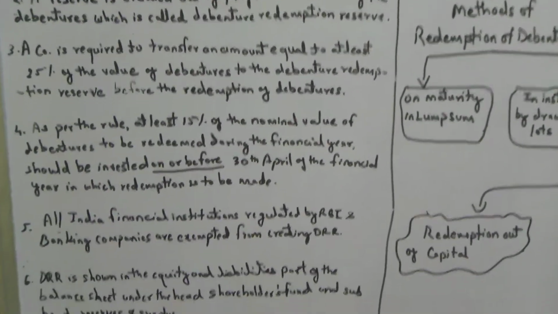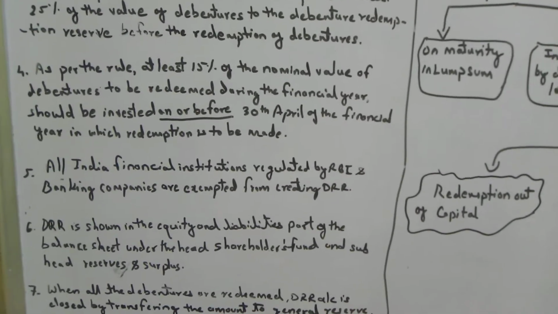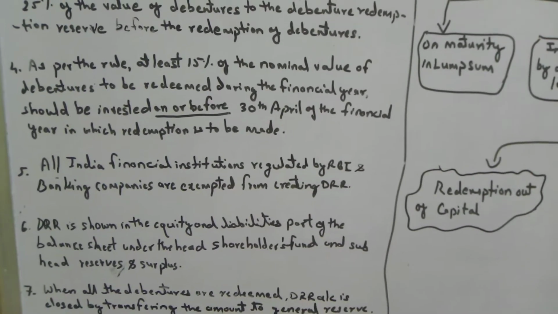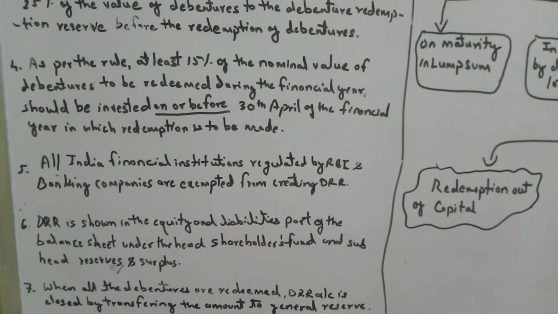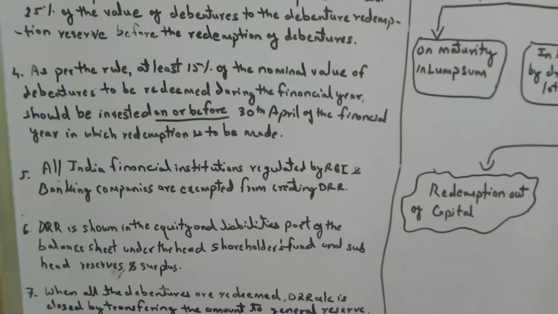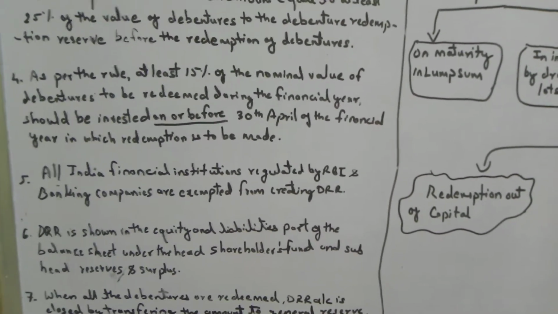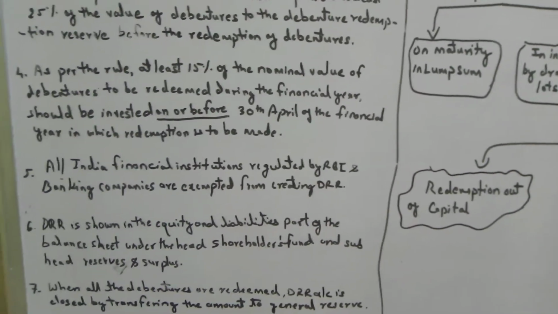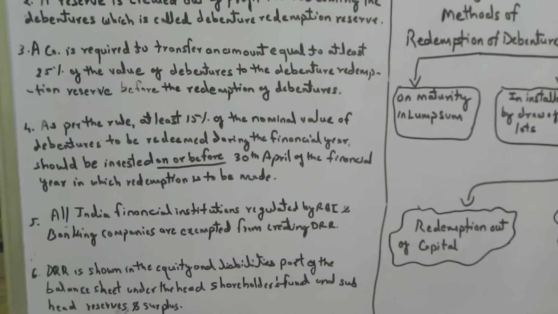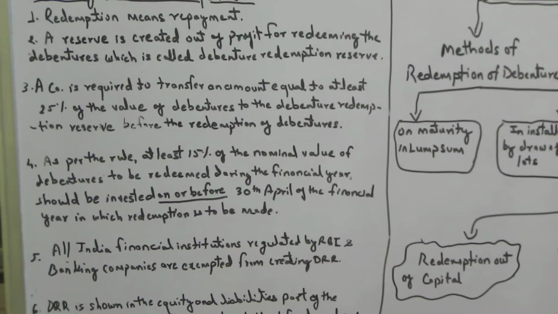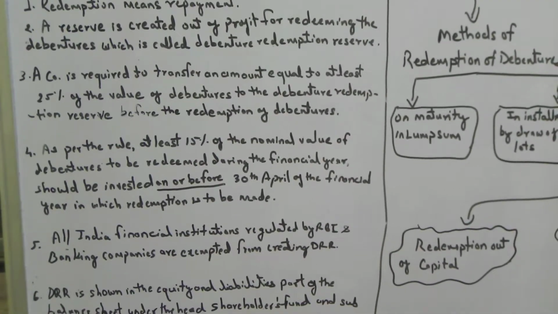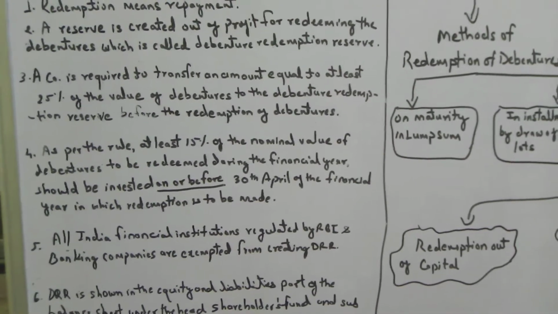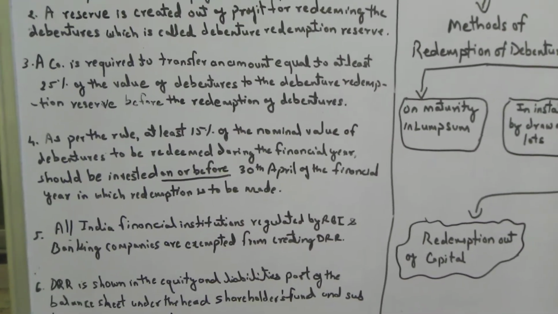All India financial institutions regulated by the Reserve Bank of India and banking companies are exempted from creating DRR. That means these institutions which are governed by the Reserve Bank of India, or banking companies, are not required to create DRR. How to create DRR, that is debenture redemption reserve? It is created by maintaining or transferring an amount equal to 25% or 1/4 of the value of debentures to the debenture redemption reserve.